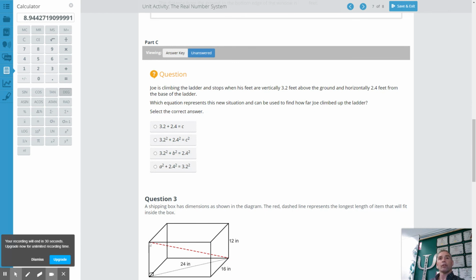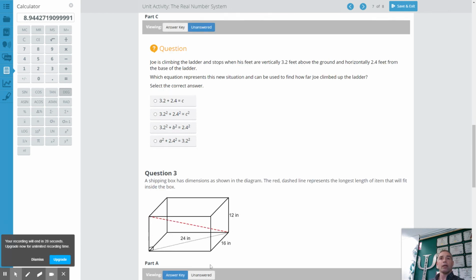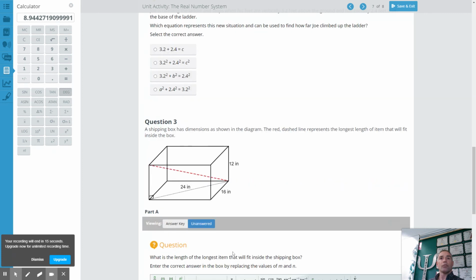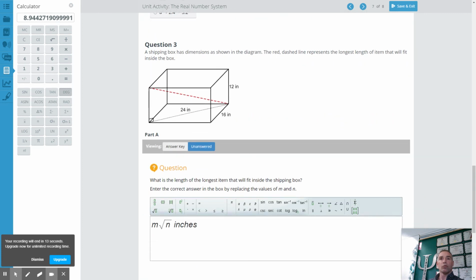The final one here has been difficult for students. You want to figure out the longest item that can be placed in here. Notice that this is the hypotenuse of this triangle here. This is 24 inches. This one is 12. Use this information to figure out the length of that. The problem is they want you to answer it in this m root n form, and that's going to be hard for you.